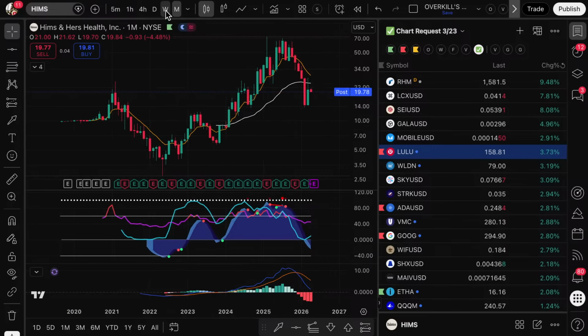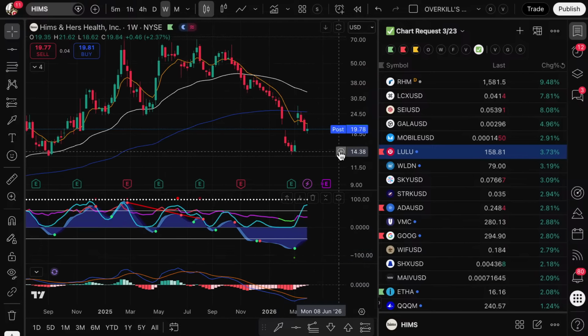Hims, I love Hims, man. Hims is still green. So it's trying to bottom here at 18.50.